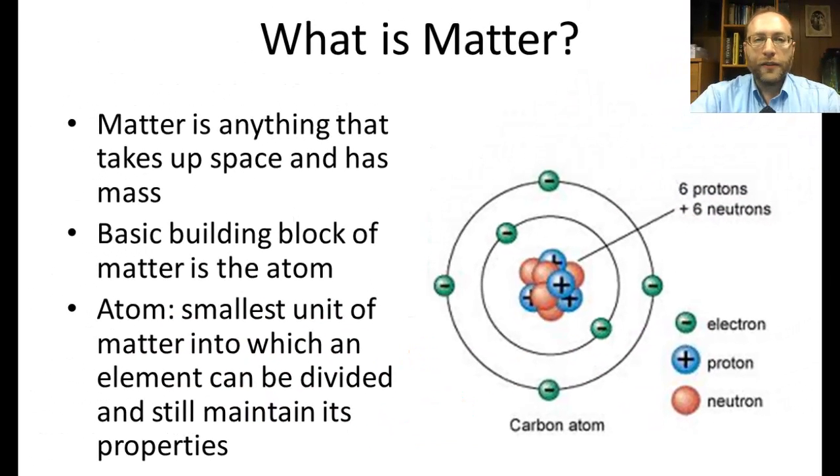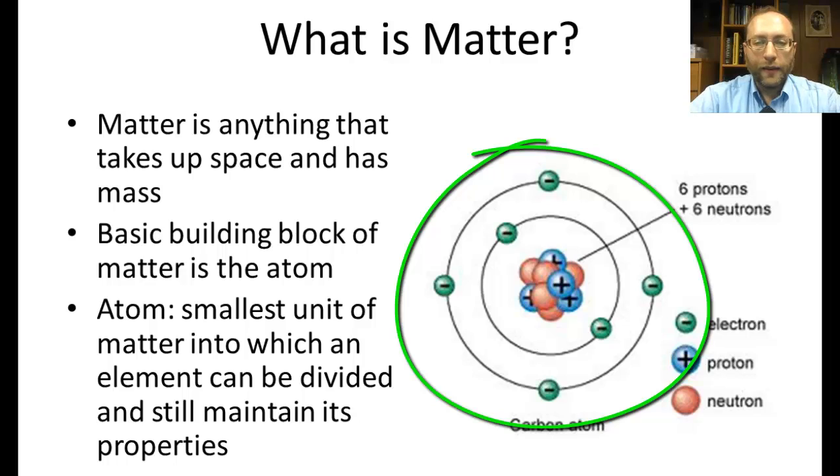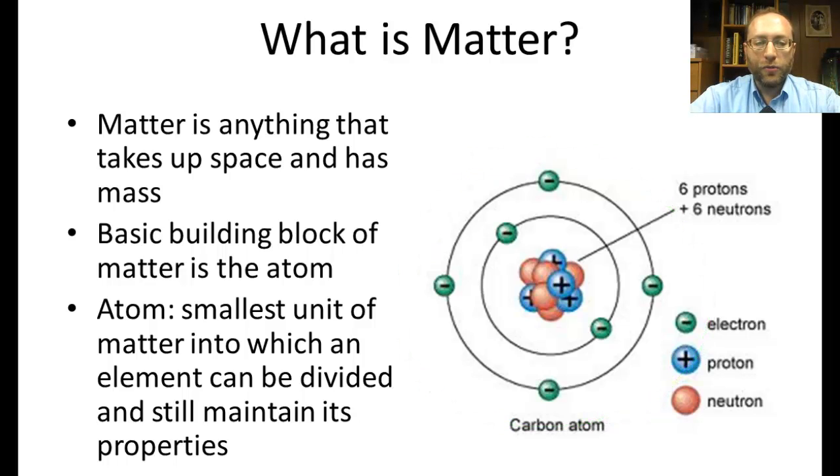What is matter? Well, matter is anything that takes up space and has mass. The basic building block of matter is the atom, and the Bohr model of the atom is pictured. The atom is the smallest unit of matter into which an element can be divided and still maintain its properties. So you could take, say, a chunk of carbon and chop it into smaller and smaller pieces, and it still is carbon until you get down to the individual carbon atoms, which is what you have pictured here. And that carbon atom consists of 6 electrons, 6 protons, and 6 neutrons.